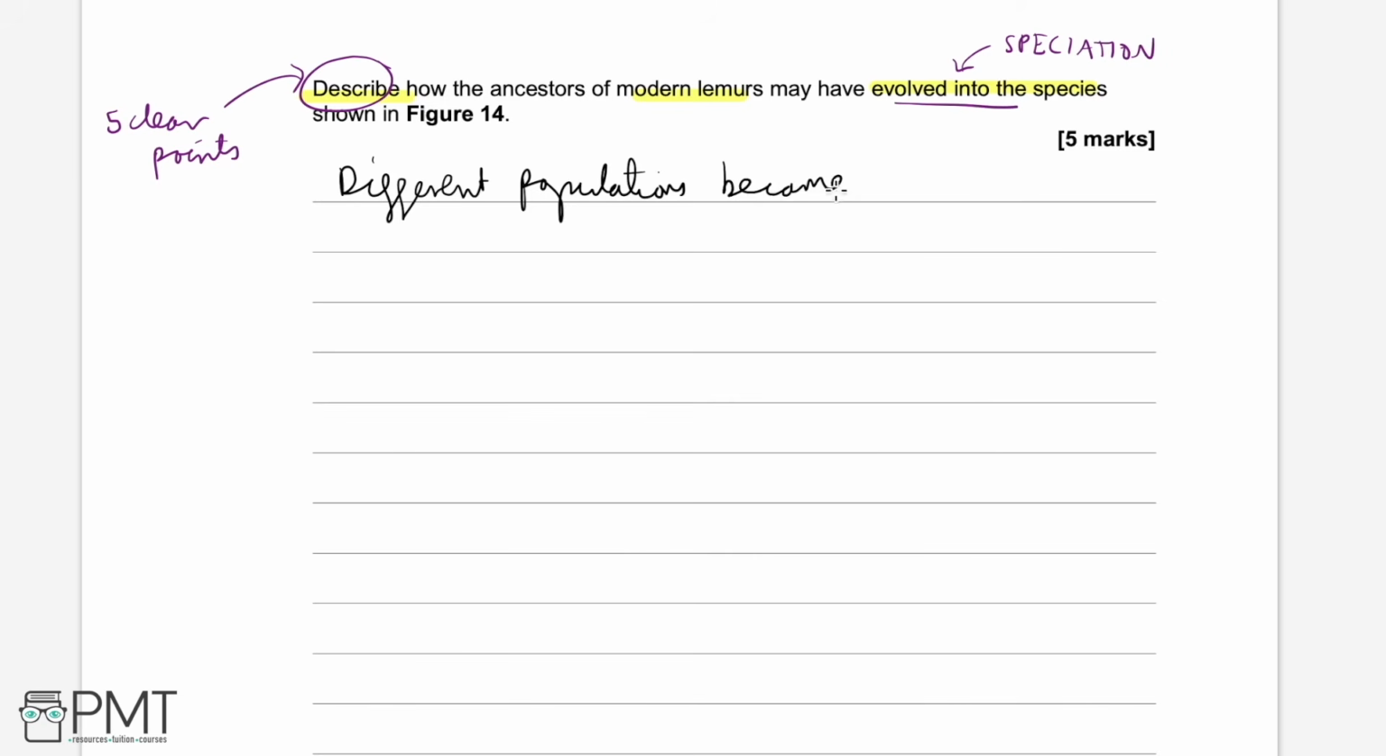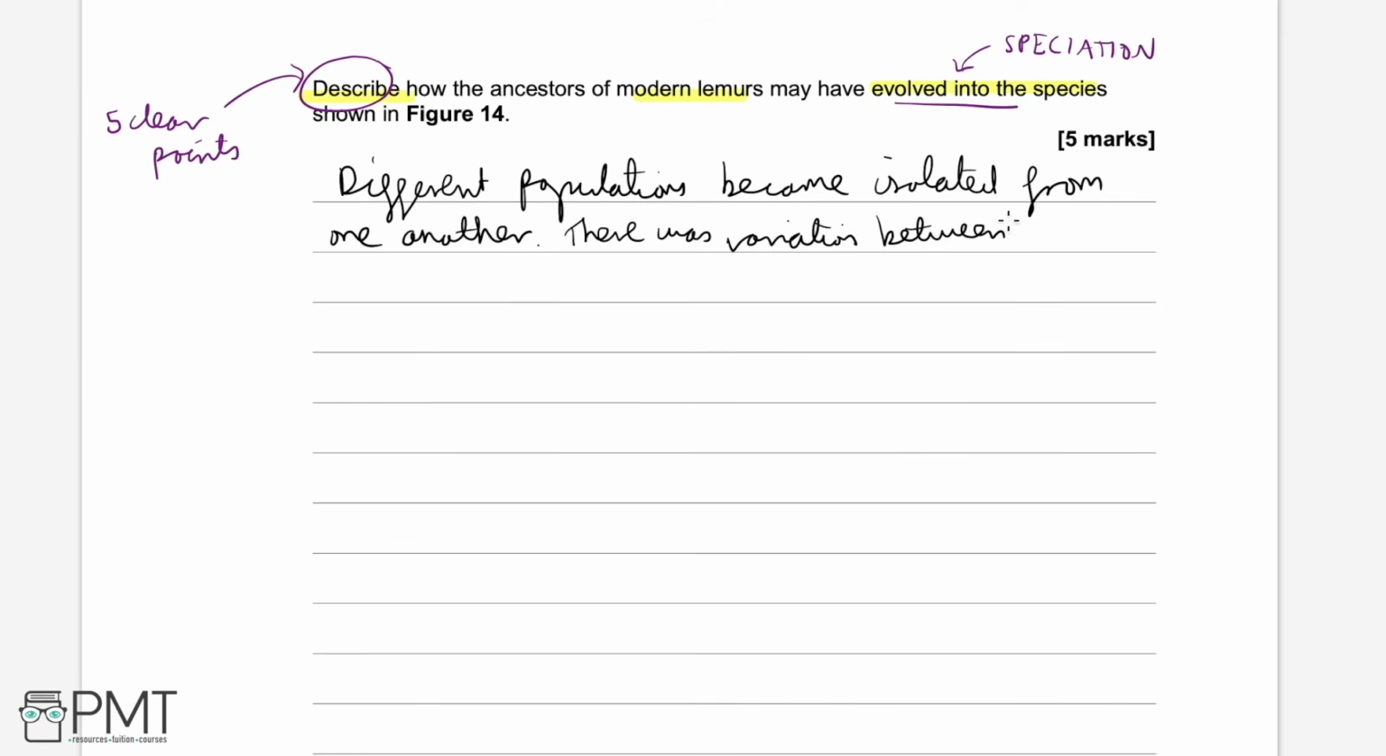Well, how did this happen? Well, different populations on the island, once the lemurs migrated there, became isolated from one another. This was the first stage. There was considerable variation in the habitats of these different populations. This is significant because different habitats will impose different selection pressures that eventually result in the formation of different species.